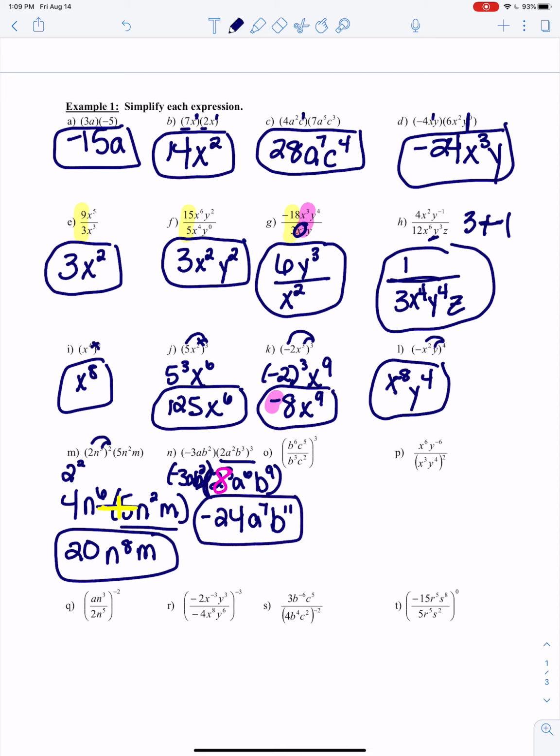Okay, so now we're getting into some fractions. You can do this a couple ways. You can reduce on the inside first, or you can distribute that power. I like to reduce on the inside first, personally.